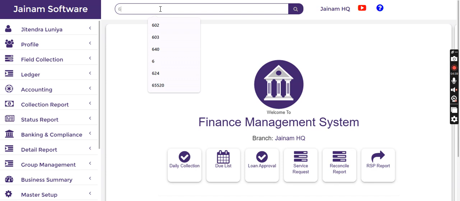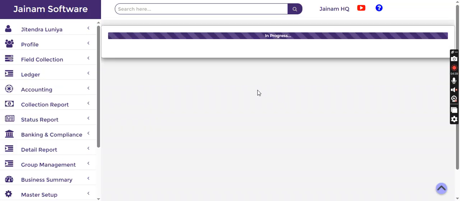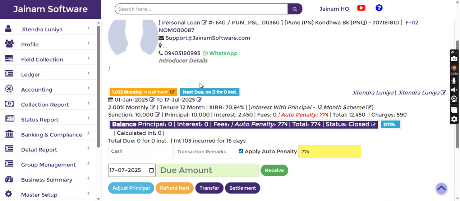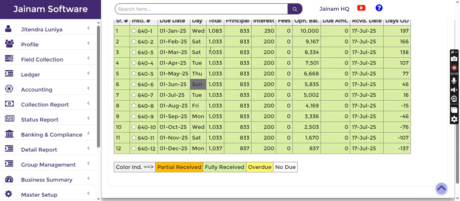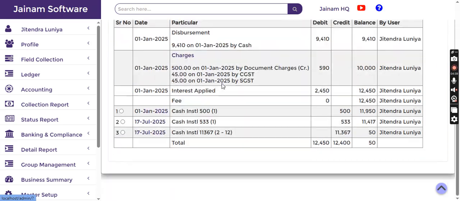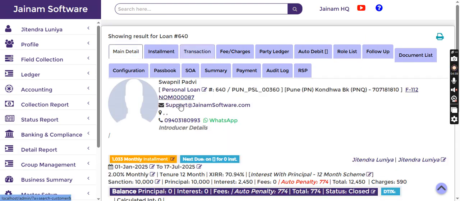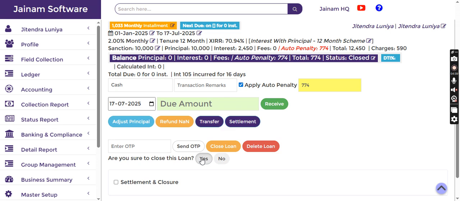Okay, so I'm searching loan number 640. In this loan, let's try to understand that all the installments are green, and in transactions, we can see that here it is showing 50. But sometimes when staff is trying to close the loan, it is not being closed and there is no clue why it has happened. So let's try to close this loan and click yes.